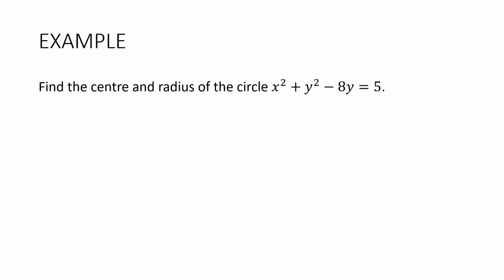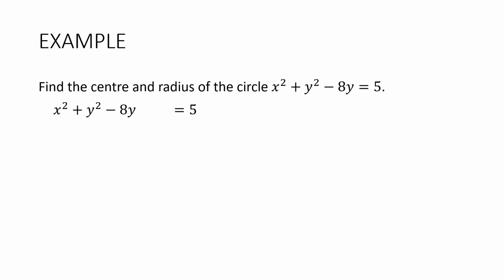Okay, last example. Find the center and radius of the circle x squared plus y squared minus 8y equals 5. This one's slightly different because we don't have to complete the square for the x squared. Can you tell why? There's no term in x. So this one's okay as it is. We just have to complete the square here.